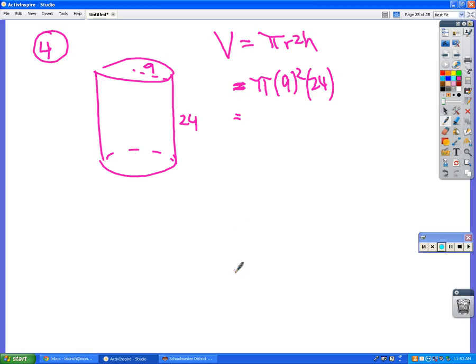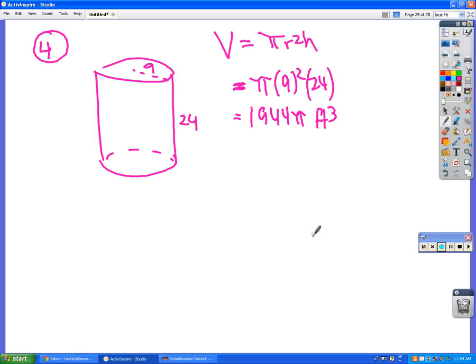Okay, and so if you multiply those out, you get 1,944 pi feet cubed. Okay? Is that it? So that has nothing to do with anything we've learned in this section or this chapter. That's just plain old, use the formula for the volume of a cylinder to figure out the volume of a cylinder. Okay? For that first part.